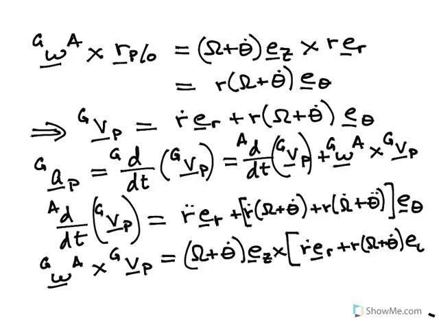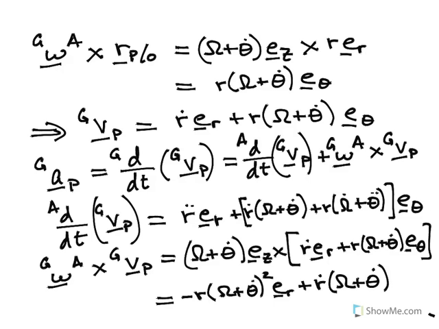which is equal to, once again, I'm going to do the cross products. Ez crossed with ER is E theta, Ez crossed with E theta is minus ER. So I get minus R times omega plus theta dot squared times ER plus R dot times omega plus theta dot E sub theta, where again I flipped the order. So I did Ez crossed with ER equal to E theta, I put it in the second slot, and then the second term, I put it in the first slot after I did the cross product.